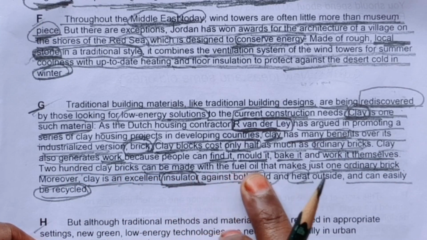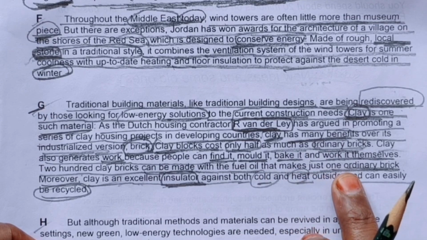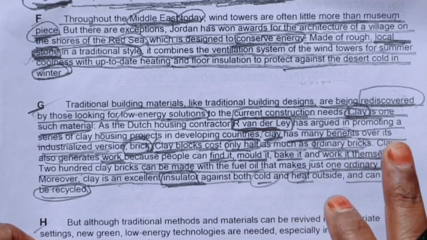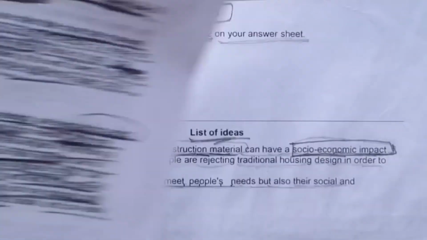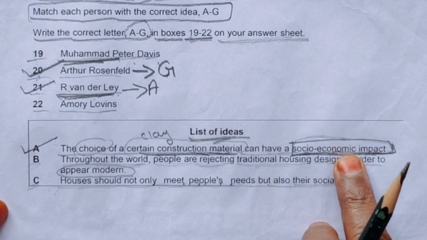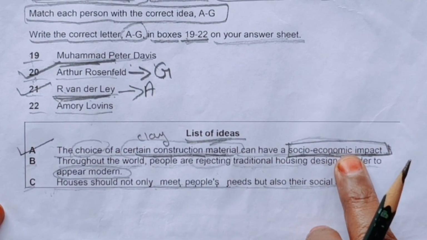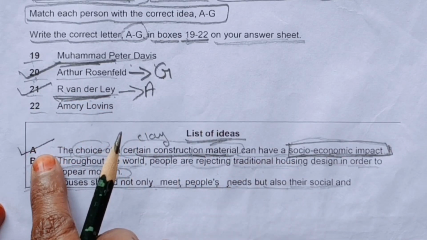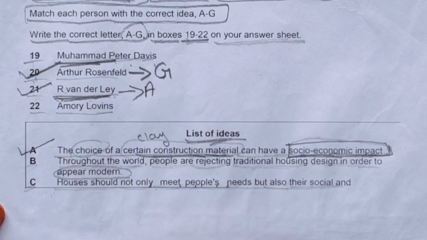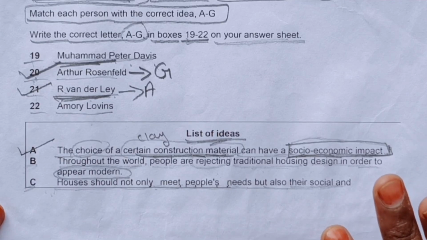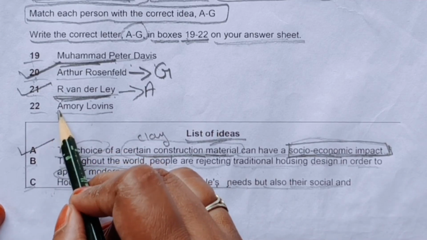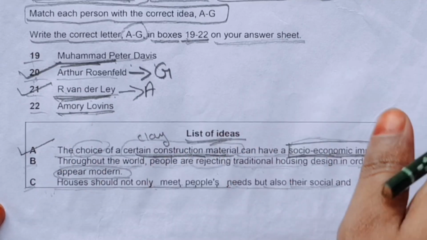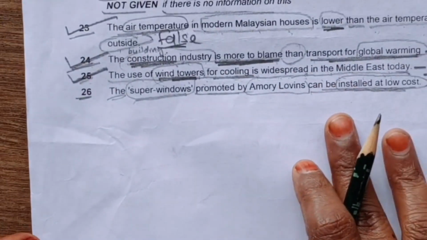Clay brick can be made with fuel oil that makes just one ordinary brick. Clay is an excellent insulator. So these are the socio-economic benefits of clay. That's why we have chosen option A here, and this option was spoken by R Vanderlei. So that's why we have written option A in front of R Vanderlei. I hope you have understood where we are getting our answer from. Our keyword Amory Lovins, this also we have not seen yet in this paragraph.